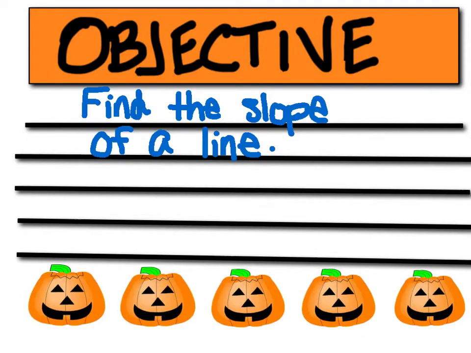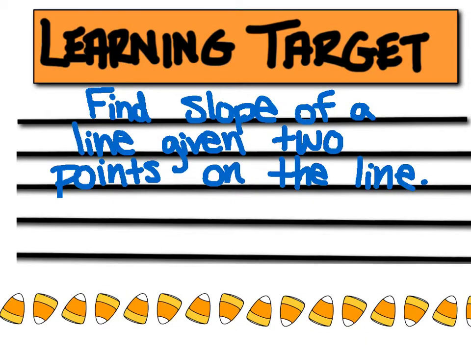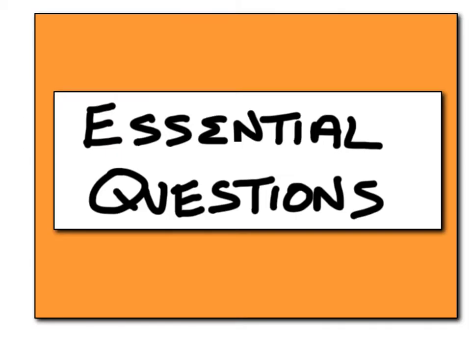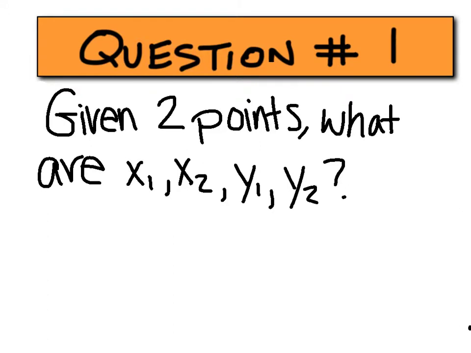Our objective for today is to find the slope of a line. Our learning target is to find the slope of a line given 2 points on the line. So our essential question: given 2 points, what are x1, x2, y1, and y2?